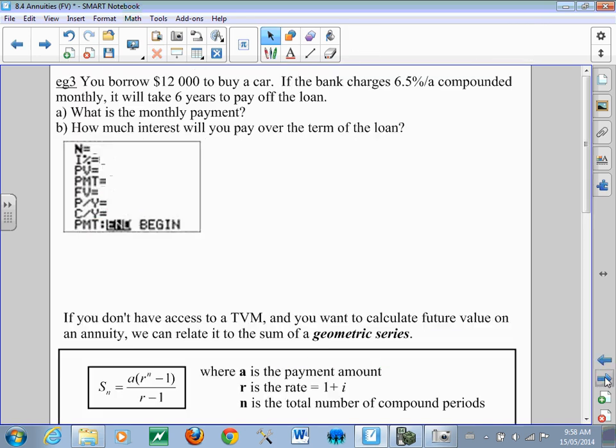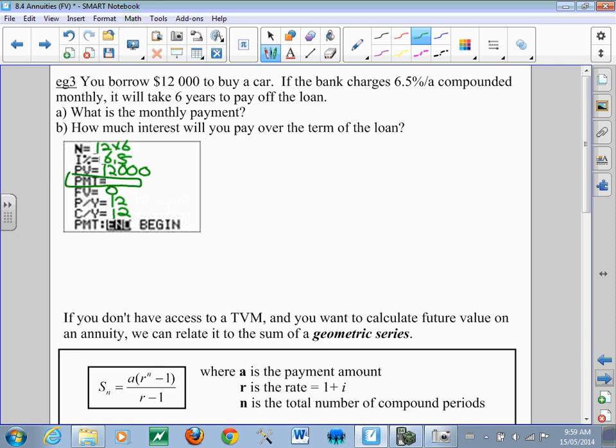Next page. Okay? You borrow $12,000 to buy a car. So if you're borrowing money, that's your principal that you start with. Okay? If the bank charges 6.5% interest, compounded monthly, it will take 6 years to pay off. So that tells me it's going to be 12 times 6. And the question is, in the end, you don't want to have to pay the bank any more money. So we're going to try to find, what's your payment going to be?